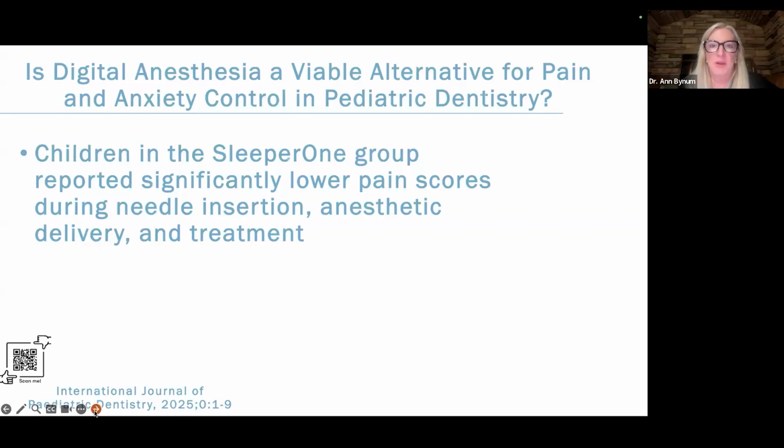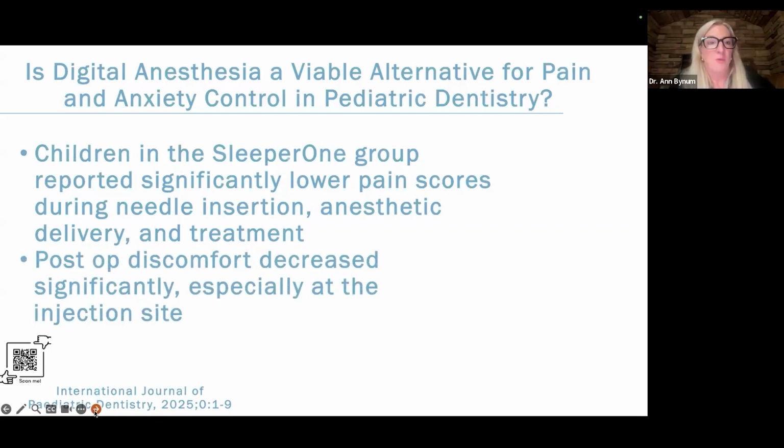So using the SleeperOne, they didn't use a SOAN in the study, they used the SleeperOne. And what this is saying is in all 3 of these times, poking the needle in, pushing the anesthetic, and doing the treatment, the group had way less discomfort, significantly lower than when giving a block or an infiltration. The other thing was that the post-op discomfort decreased significantly as well, especially at the injection site. When it was over and they did a check on the patient, the injection site had significantly less discomfort than the site of a block or an infiltration.